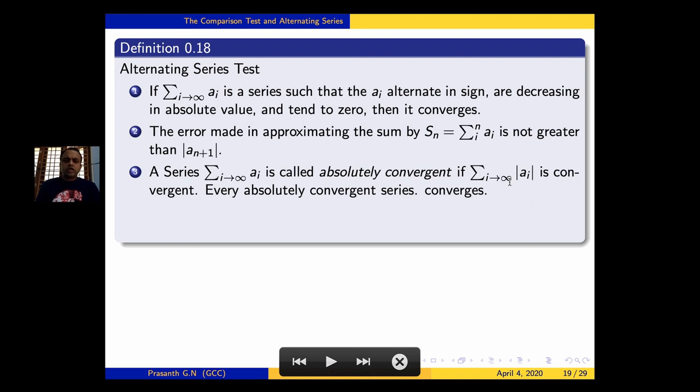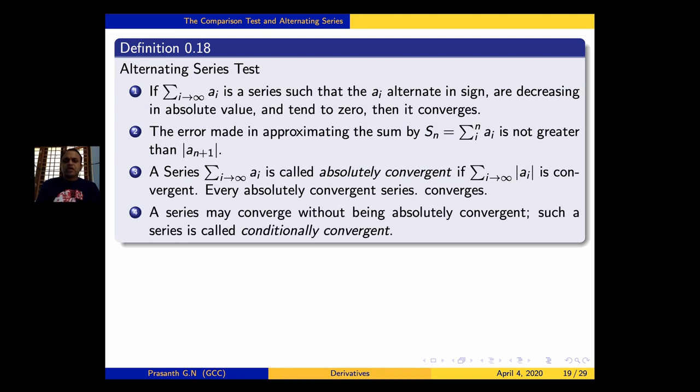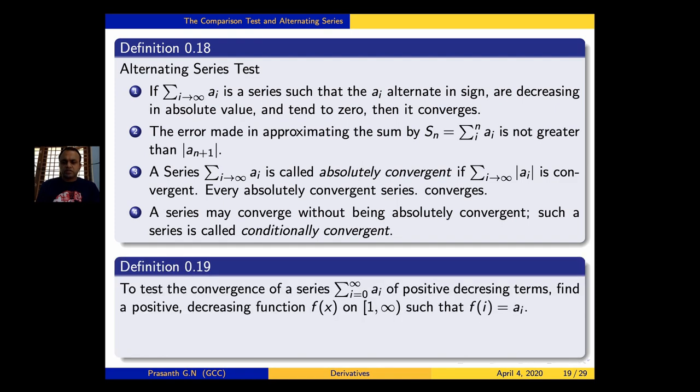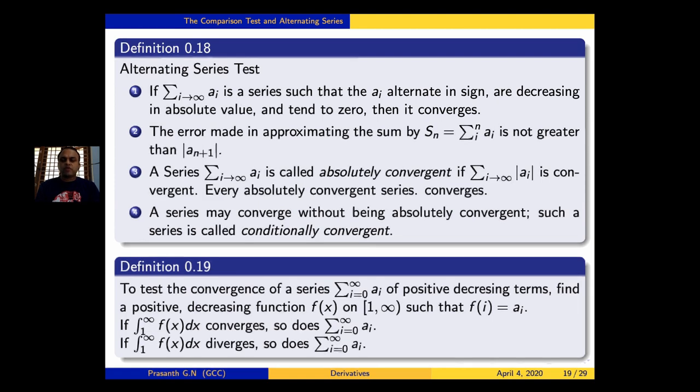So every absolutely convergent series converges. The series may converge without being absolutely convergent. Such a series is called conditionally convergent. To test the convergence of a series, the sum of a_i with positive decreasing terms, find a positive decreasing function f of x on the closed interval 1 to infinity such that f of i equals a_i, and the integral from 1 to infinity of f of x dx converges. Then the sum of a_i will converge.